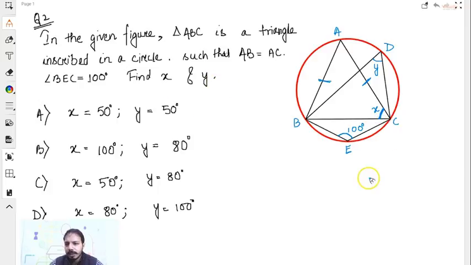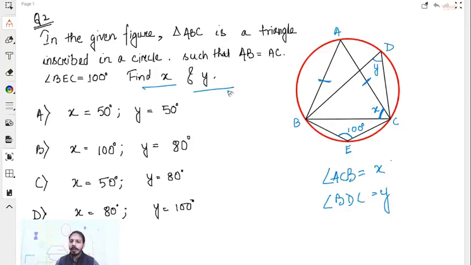That means what is X? X is nothing but angle ACB. And what is Y? Angle BDC is called Y. So they are asking to find X and Y. Do it guys.